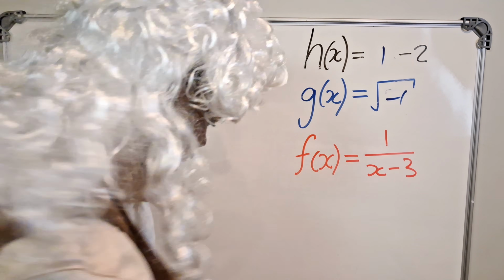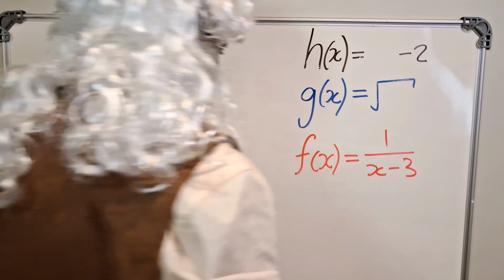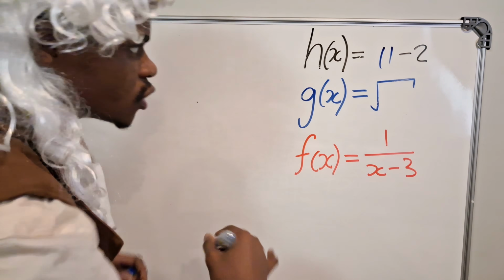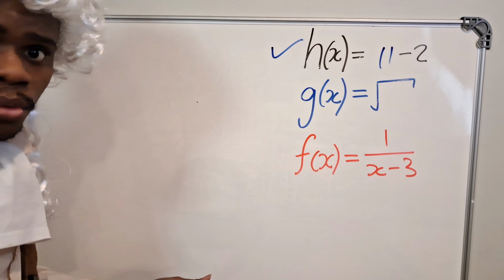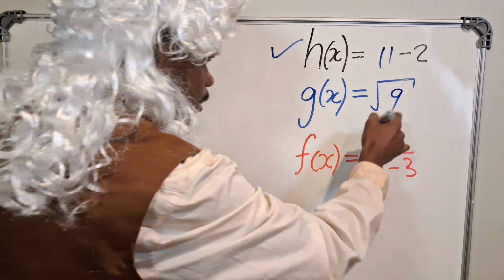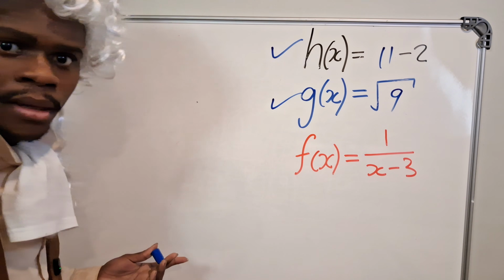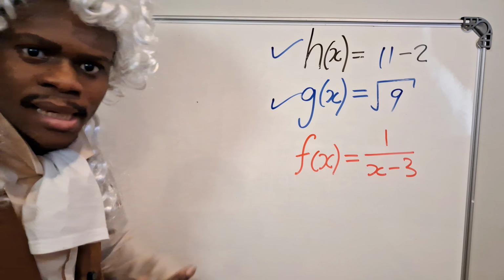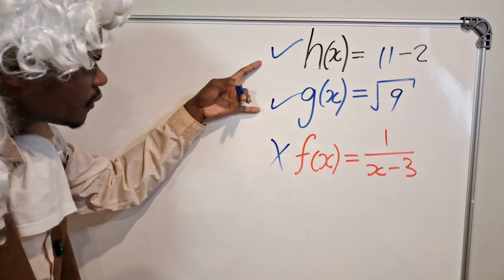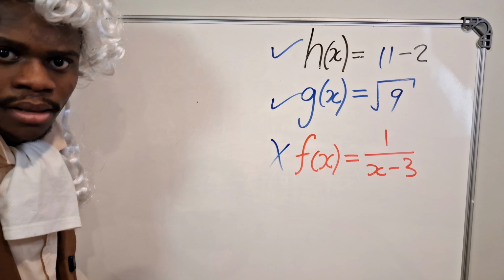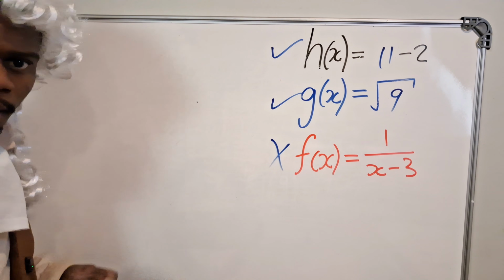Now here's an example. Let's try the number 11. 11 minus 2, well, that's 9. So it works for this one, no problem. We get 9. Then what's the square root of 9? It's 3. So it works for this one, no problem. But hey, we said x cannot be 3. So it doesn't work for this one. So you see again, it can work for the first two, but crash on the last one. So this is where domain is really important, okay?